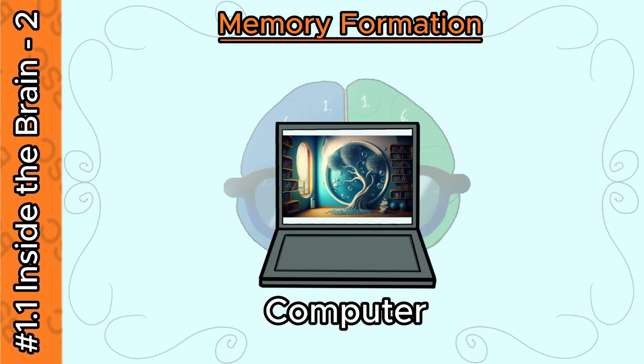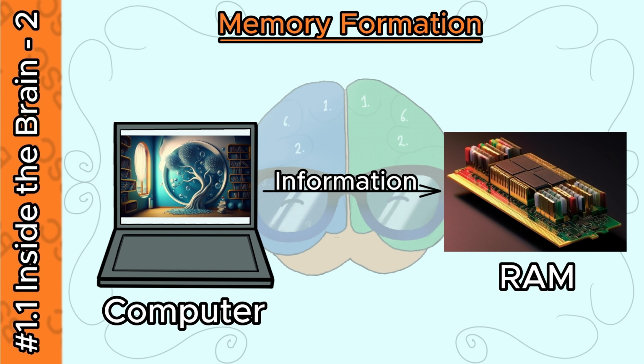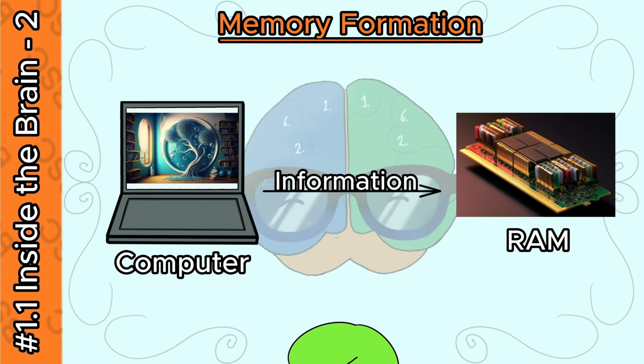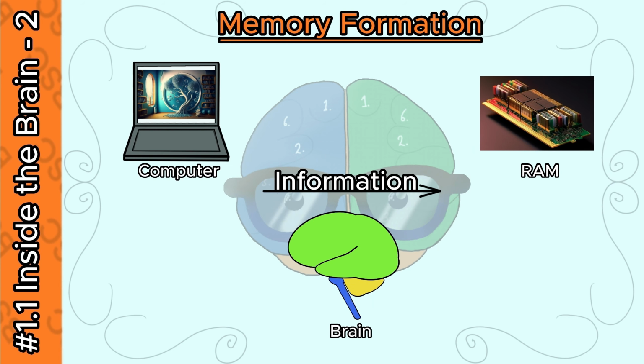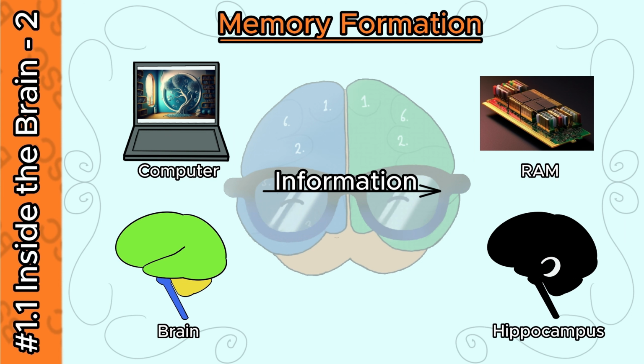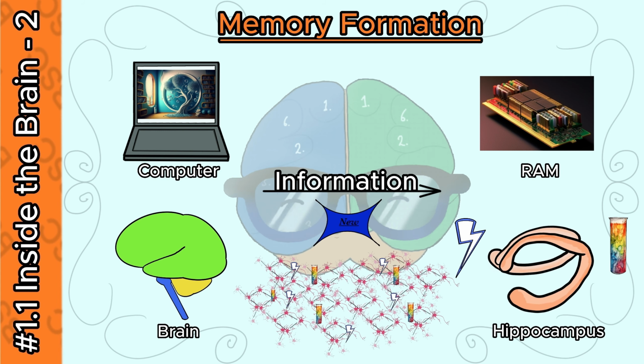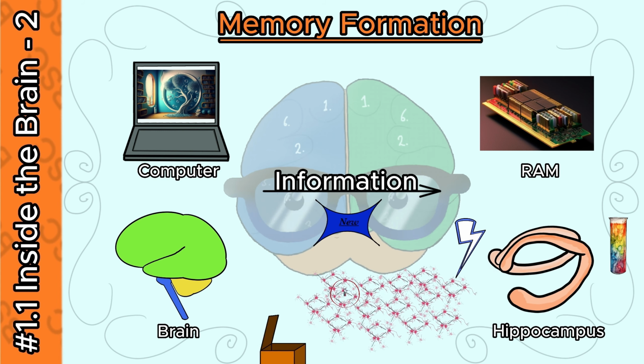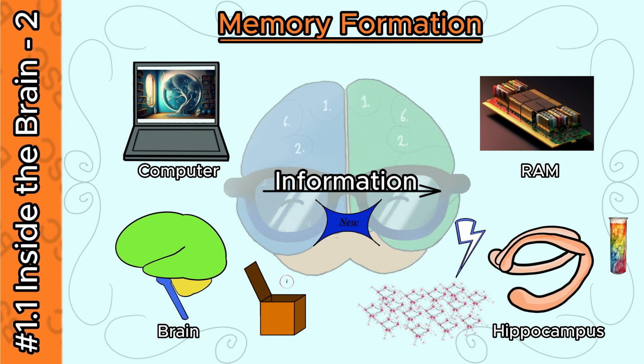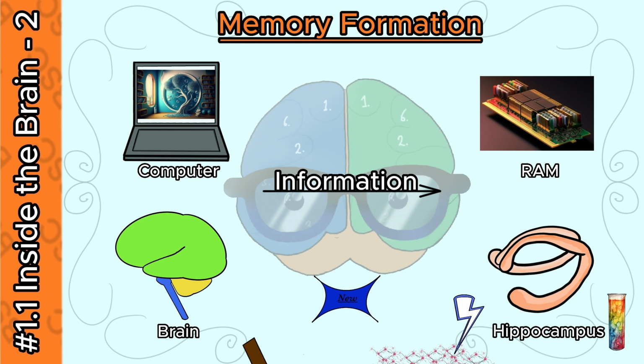Just like a computer transfers information into RAM for quick access and easier manipulation of data, our brain has its own memory management hub called the hippocampus. When we experience something new, electrical and chemical signals within our brain encode the information. The hippocampus then steps in, consolidating and storing these memories for retrieving them later. But wait, there is more.